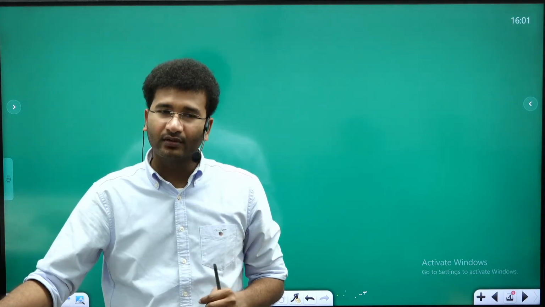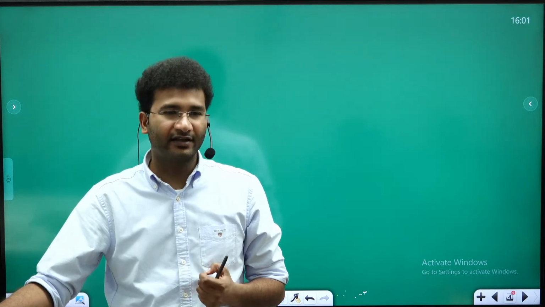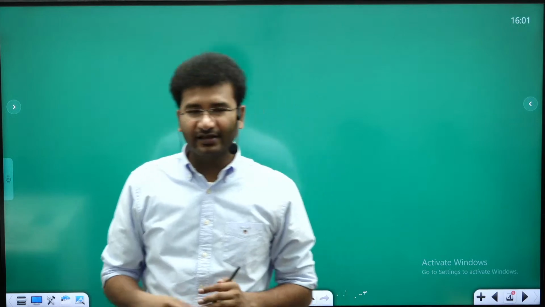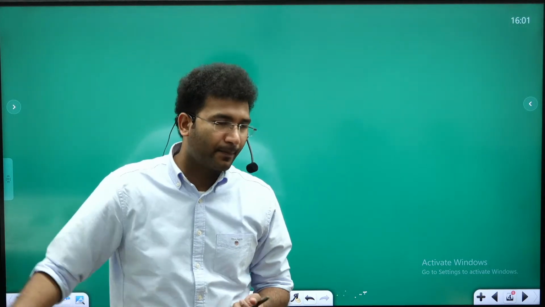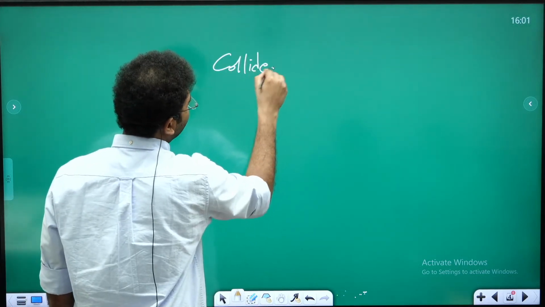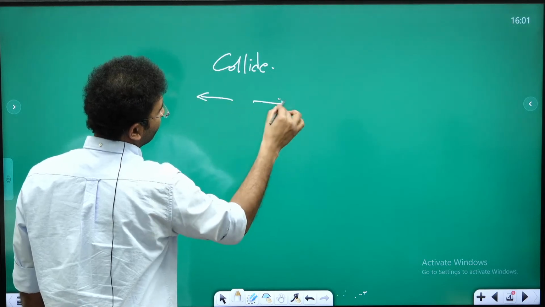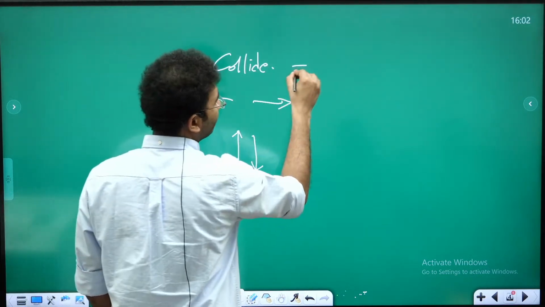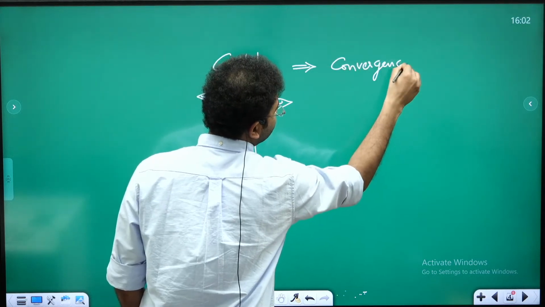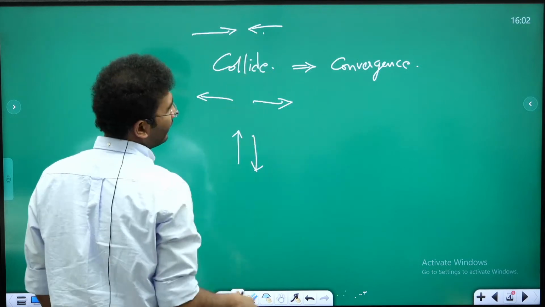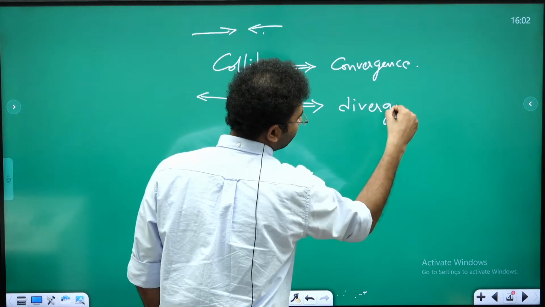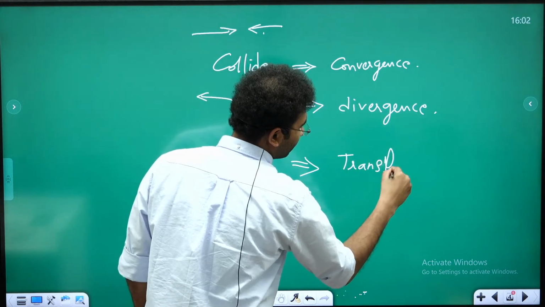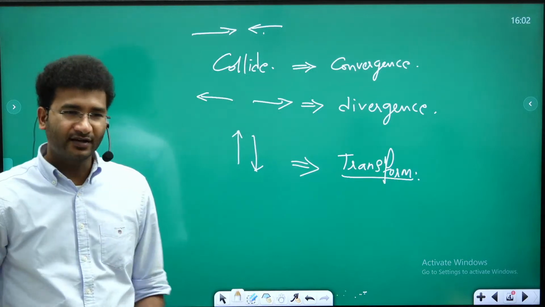Clear? Now a plate can collide with each other, a plate can move apart from each other, and a plate can slide against each other. So broadly speaking, the interaction between plates can be of three different types. One, it can collide, it can move apart, or it can slide past each other. Whenever they collide, this is called convergence. Okay? Whenever they move apart, it is called divergence. Whenever they slide past each other, it is called transform movement. Okay? Transverse can also be said.